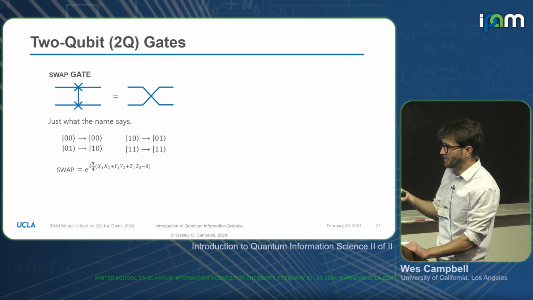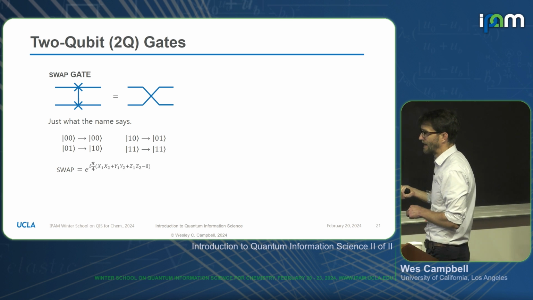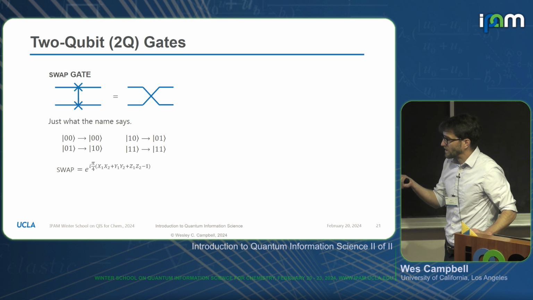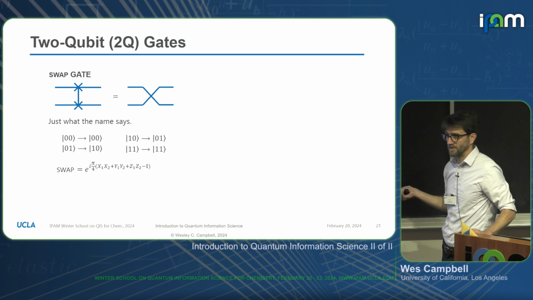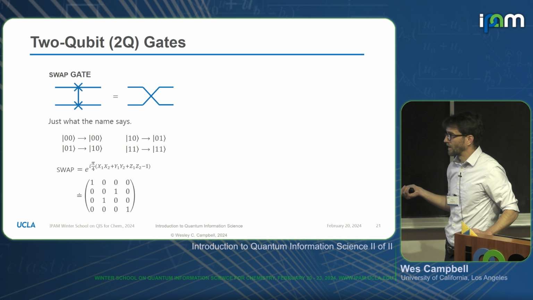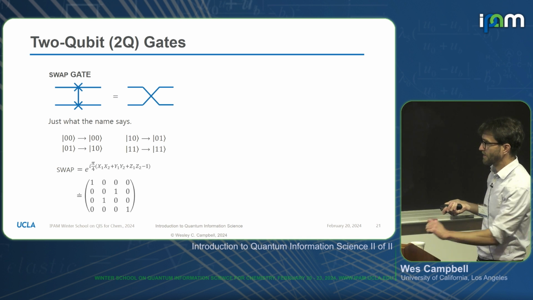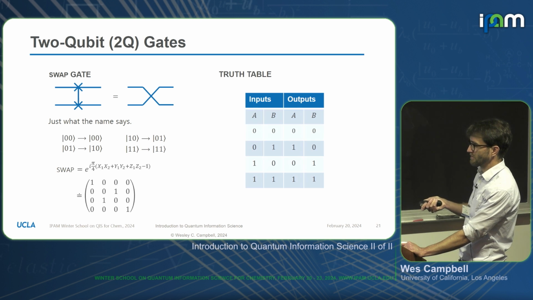If you wanted to write down a Hamiltonian to generate that, it looks like the Heisenberg interaction, okay? XX plus YY plus ZZ, all with the same coefficient. And then we have some constant term here as well, okay? So a Heisenberg model would generate the swap gate here. The matrix representation looks like that, and here's our truth table.